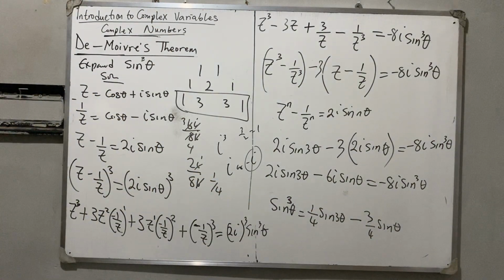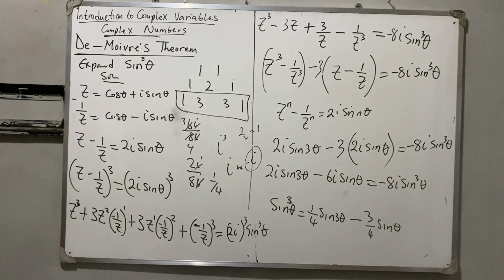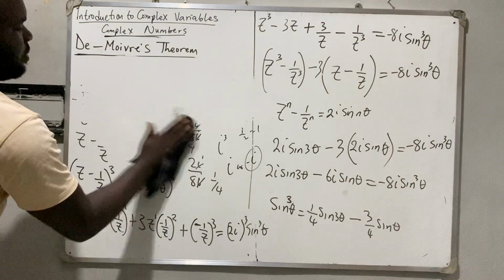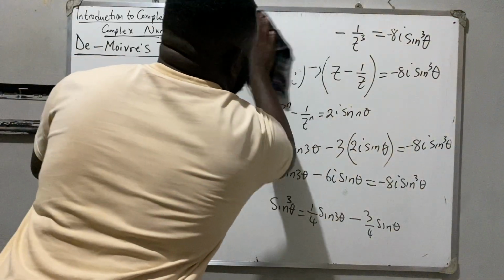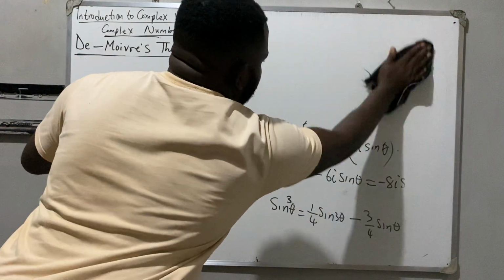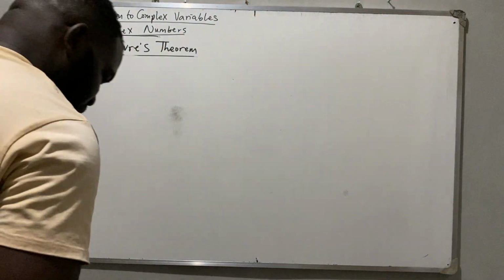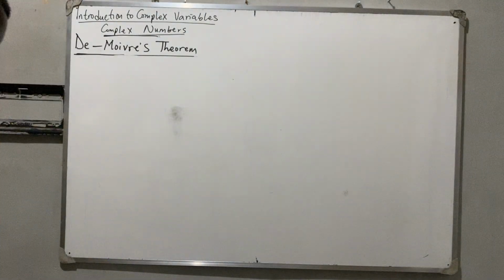So you see, De Moivre's theorem helps us to expand sine n theta and cos n theta where n is a power. Let's now move to the second application of De Moivre's theorem. Permit me to refill my marker, then we'll go again.